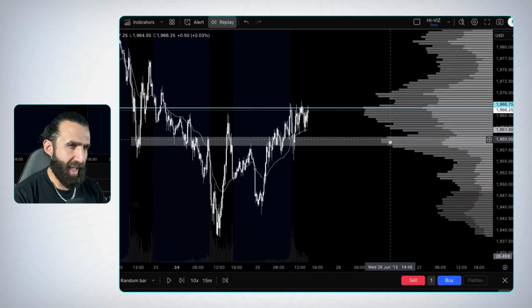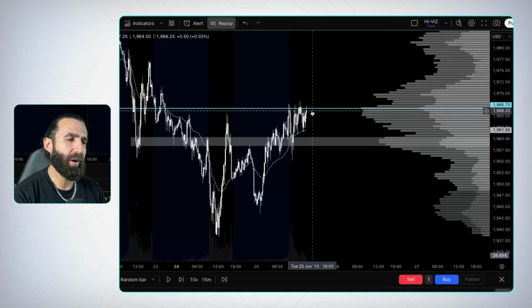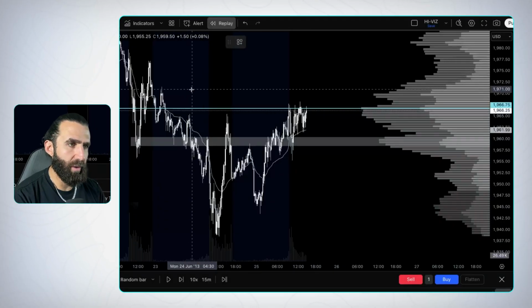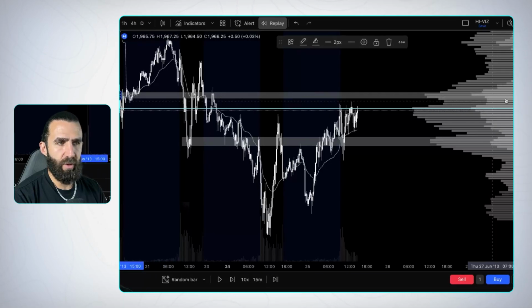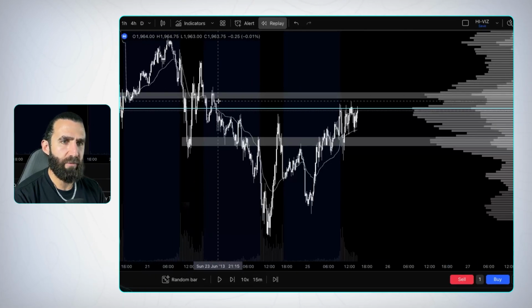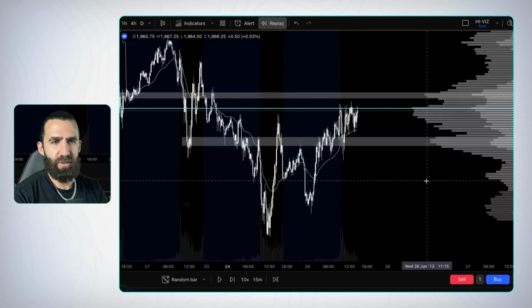So I'm going to mark that area off right here. I'm not going to mark off the area that we're at. That's pretty obvious. I'm going to mark this area off right here. And you can also see, as I'm marking it and where these are coming from, they act as support and resistance zones, right?